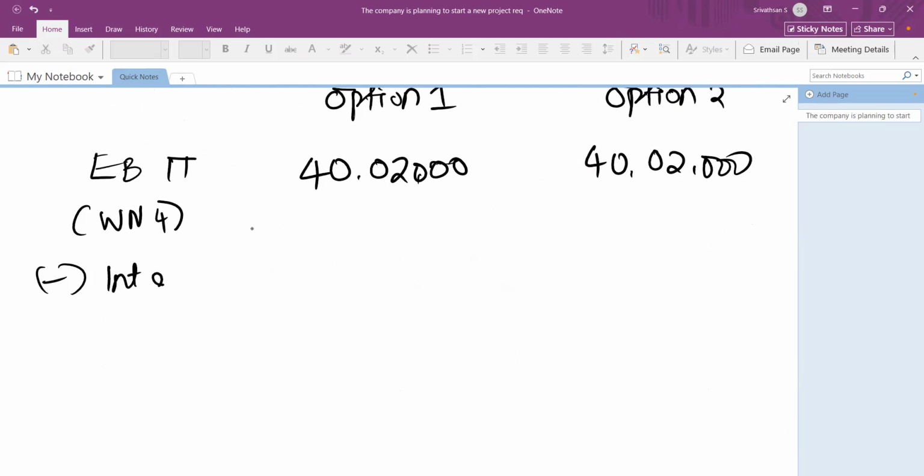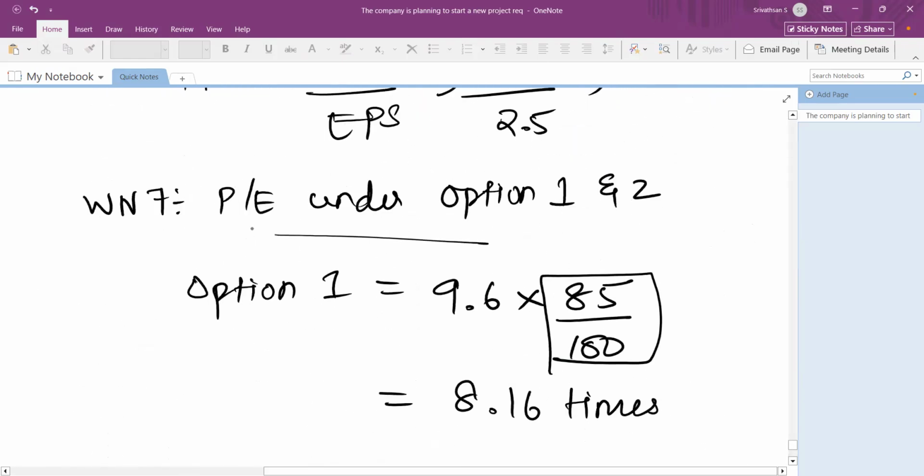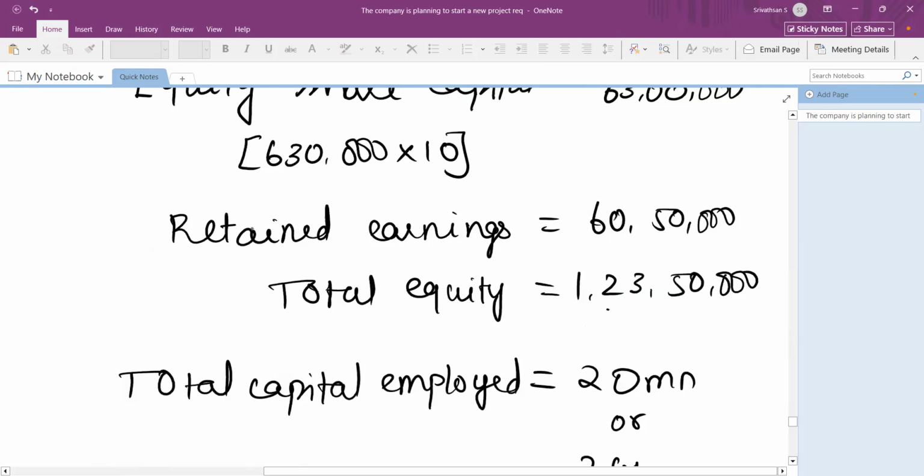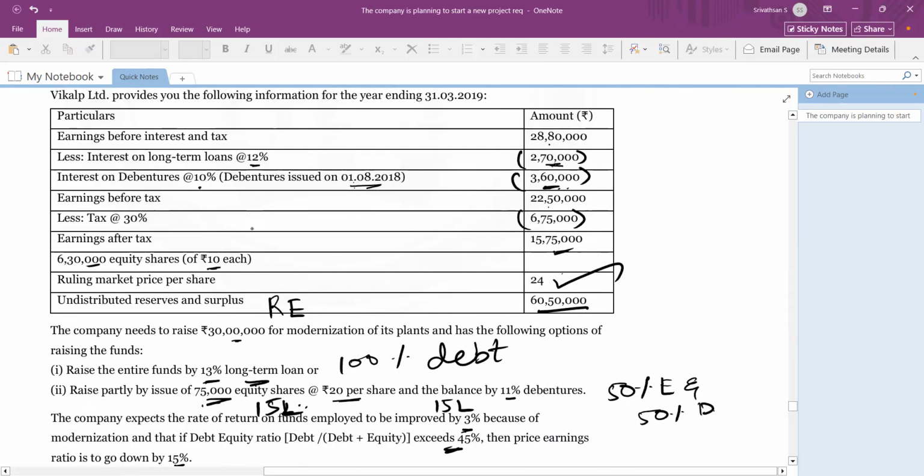We have to subtract the amount of interest. So here, what is the interest under option 1 and what is the interest under option 2? So listen, currently the company is paying an interest of 2,70,000. So this 2,70,000 can be taken under both the options. The company is also paying an interest of 3,60,000. But please remember, this 3,60,000 is the interest paid for an 8 months period. During the year 2018-19, we will pay the interest for 8 months. But in the subsequent years, we have to pay the interest for the full 12 months.